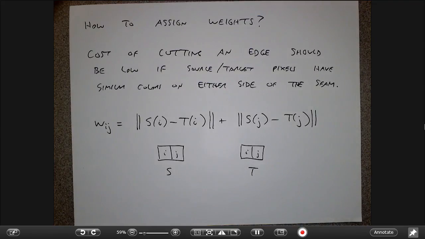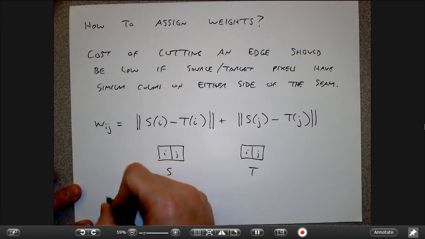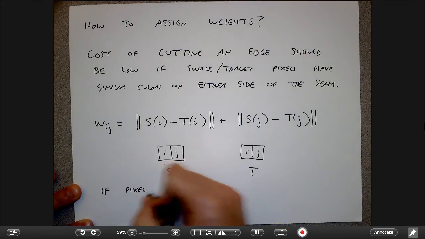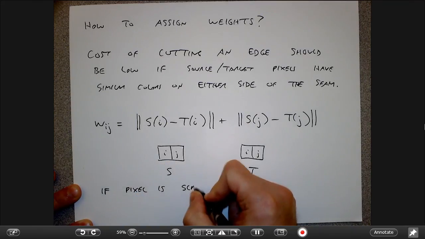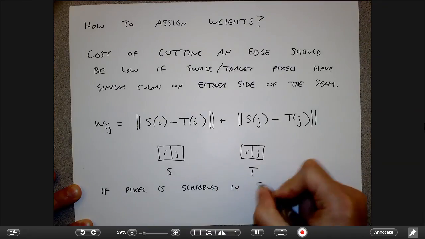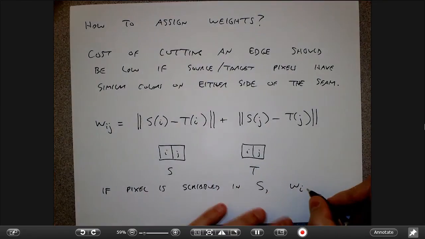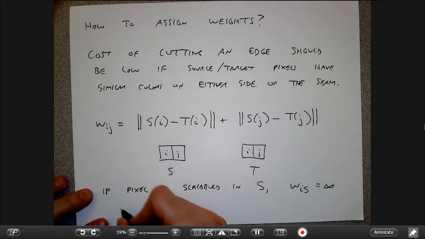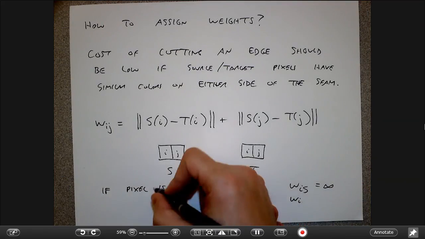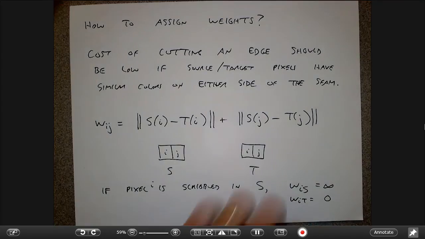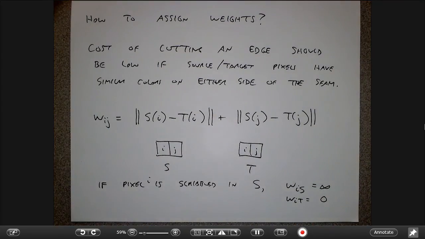So another thing that I could do is, let me also say that if a pixel is scribbled in S, then basically I should say that the weight from that pixel to the source is infinity, and the weight from that pixel to the target is 0, and vice versa, right? So again, the user scribbles to guide the algorithm, and those scribbles basically say, okay, look, these pixels are infinitely expensive to cut, so the graph cut will never pass through them. I will always sever those pixels from the opposite terminal, right?